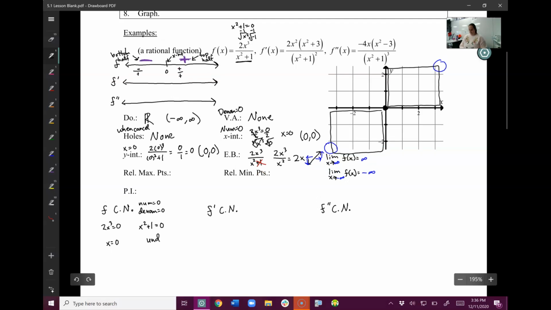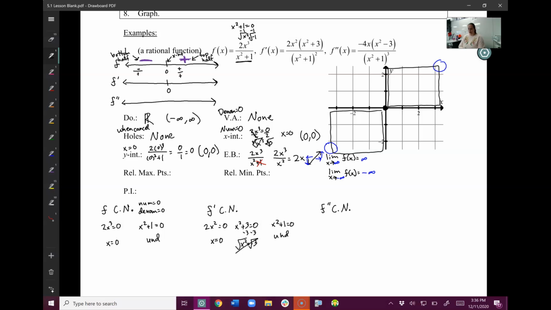Now let's talk about f prime. So f prime critical numbers. First I have the numerator. And I solve this out, I get a critical number of 0 again. And if I solve this one out, minus 3, I'm going to quickly see that I'm going to take the square root of a negative, so that one's not going to work. And where the denominator equals 0, we also know that one's not going to work. So once again, 0 is my only critical number.